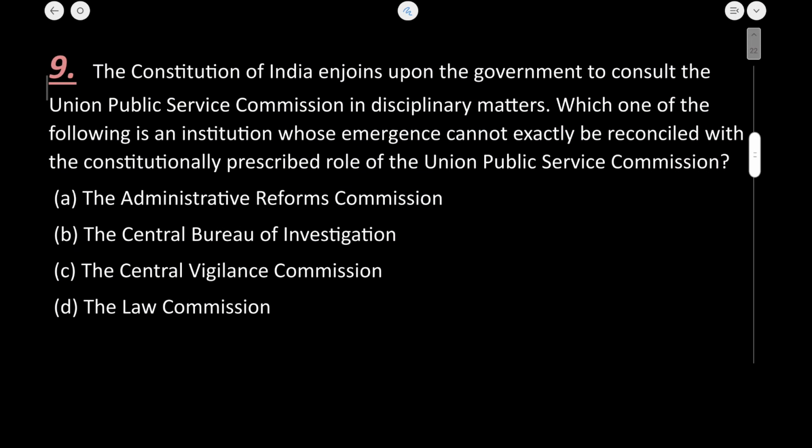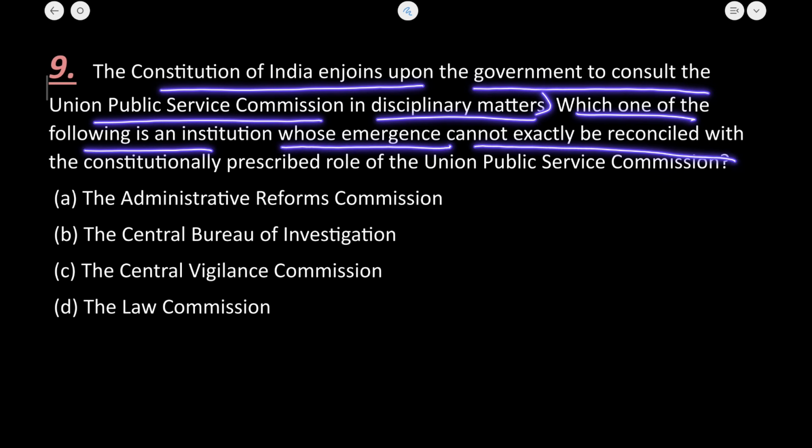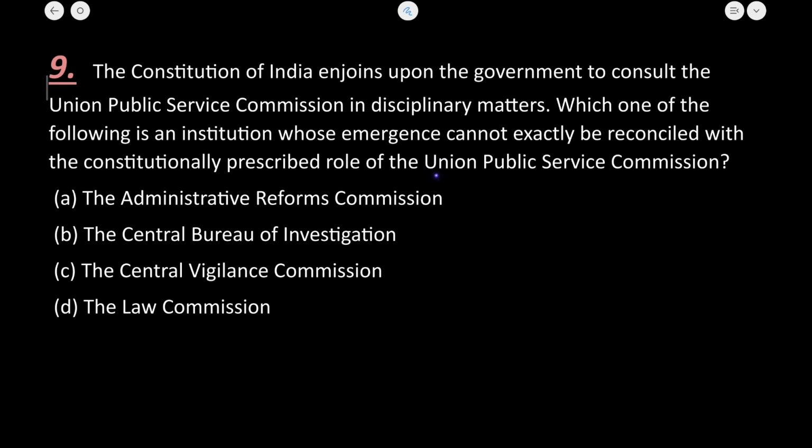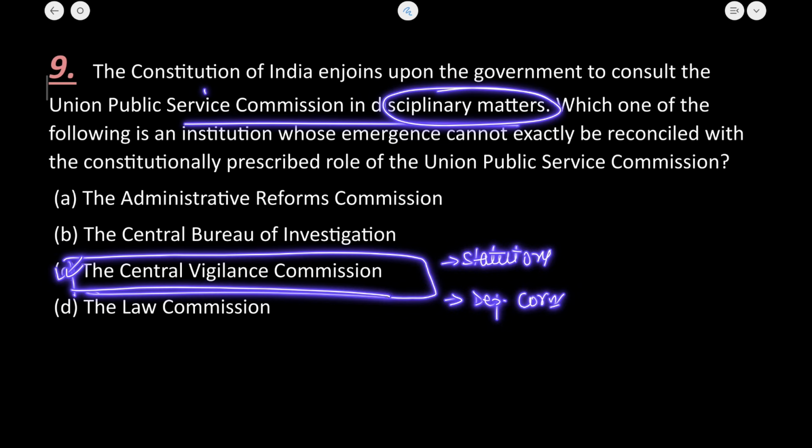Next is, the Constitution of India enjoins upon the government to consult the UPSC in disciplinary matters. Which one of the following is an institution whose emergence cannot be exactly reconciled with the constitutionally prescribed role of the UPSC? Now the UPSC has the responsibility for the recruitment, transfer, promotion, etc. of the persons. So here this is a body, that is Central Vigilance Commission. Now this is a statutory body that works on departmental corruption cases. So in the UPSC's disciplinary matters, it does not extend to the CVC.